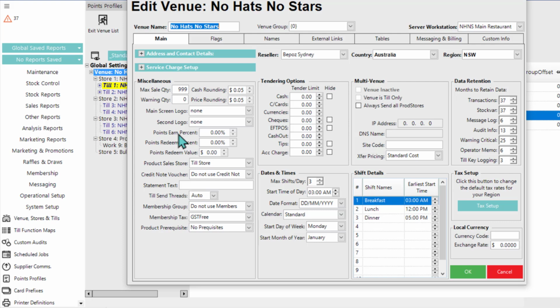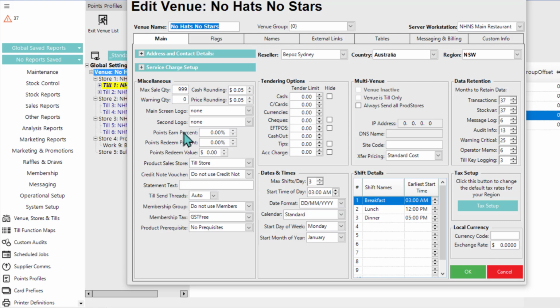By the way, if a venue's points earned percent is set to 0, points will not be earned in that venue. So we can turn that off per venue in multi-venues if we'd like to. If there's a particular venue that we do not want to be involved in the point system, or at least that account holders cannot earn points in, we can set that to 0.